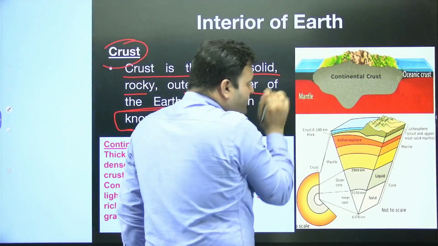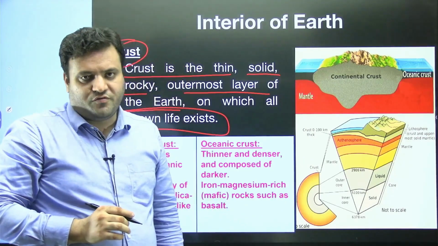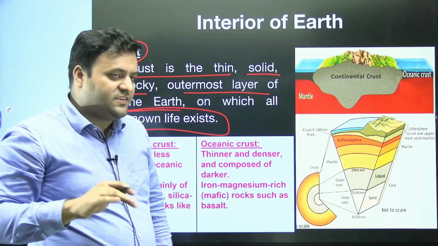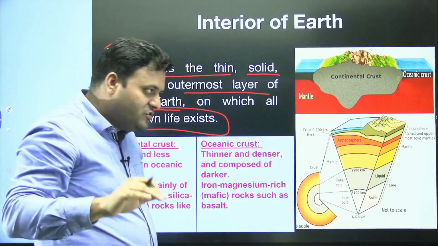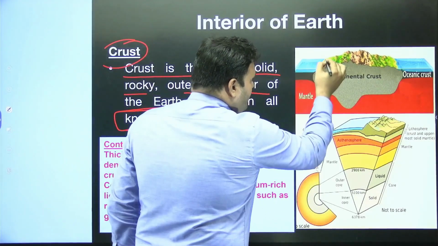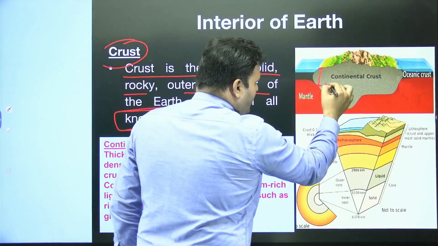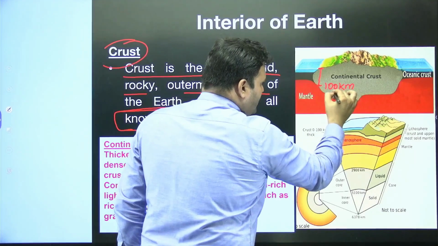Now, what could be the thickness? What could be the depth of crust? So the depth of crust is from the surface till 100 kilometer. So from surface till 100 kilometer, we will have what? Depth of crust.